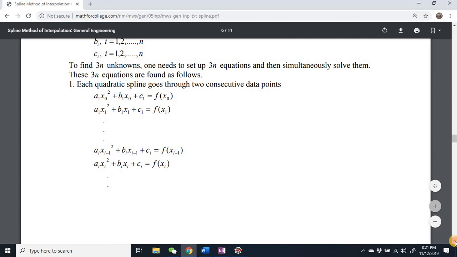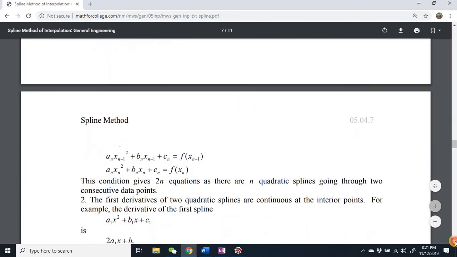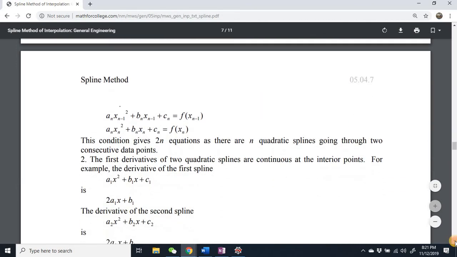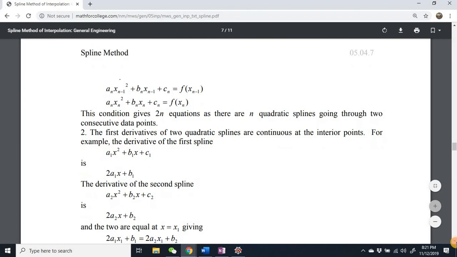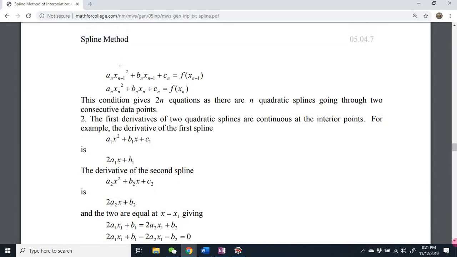For instance, this first equation holds on the first interval from x0 to x1. So this agrees with f at its left-hand endpoint, and so does this one all the way down here. Then he's going to have a system of equations where they agree with f at the right-hand endpoint. Okay. So then he says this condition gives 2n equations, because each equation has to agree on the left-hand endpoint and the right-hand endpoint. So you need another n equations.